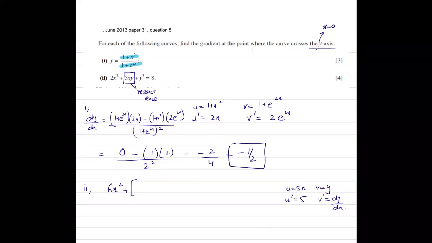So applying product rule on this term 5xy, you are going to get u v prime. V prime was dy by dx plus v u prime, 5y. Now what is going to be the differentiation of y cube? 3y squared times dy by dx. Okay. And the differentiation of 8 is going to be 0.